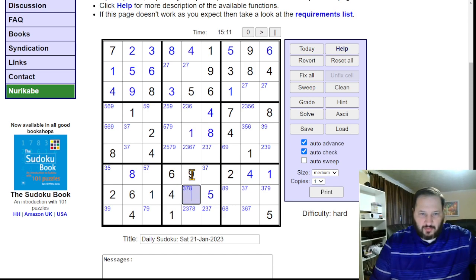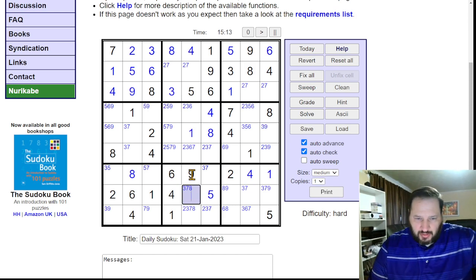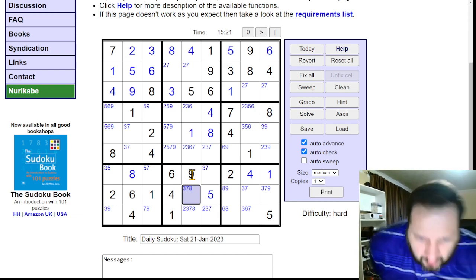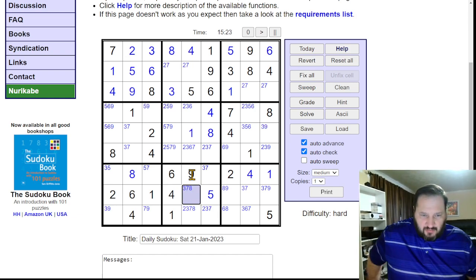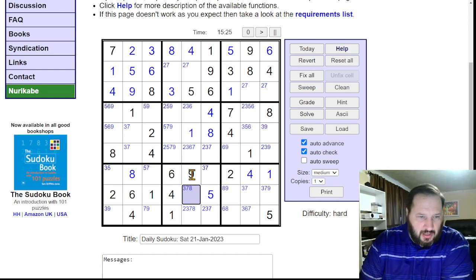So there we have it, folks. The entire puzzle is marked out. Now I just have to sort through it and see what catches my eyes here, looking for some patterns of elimination.